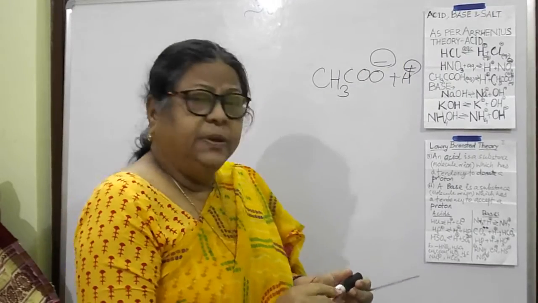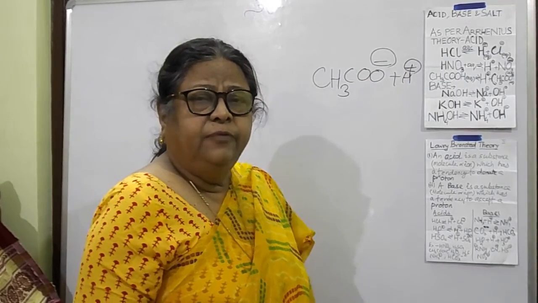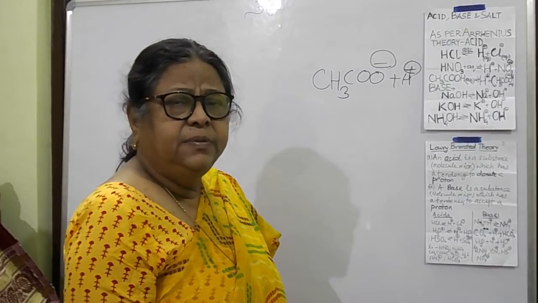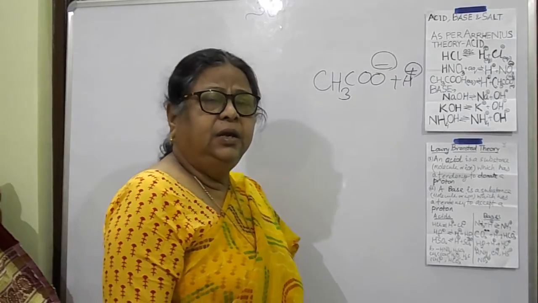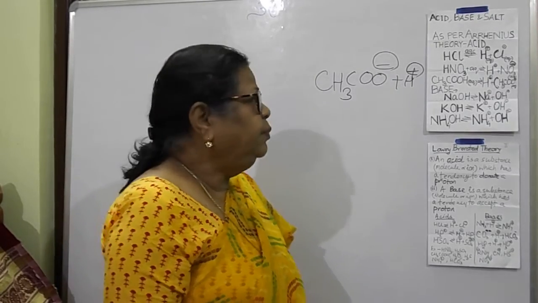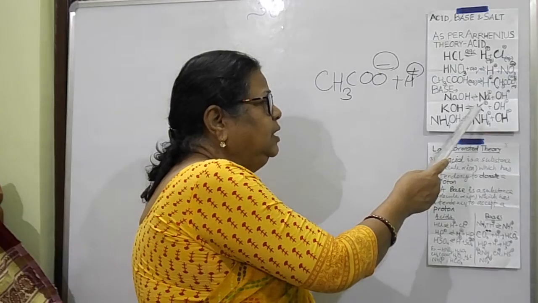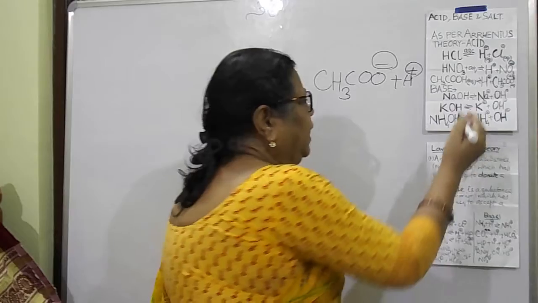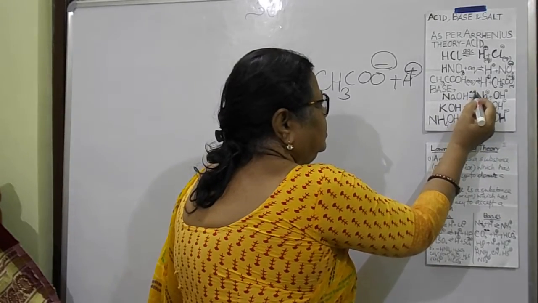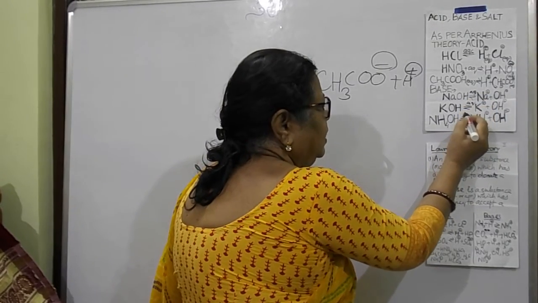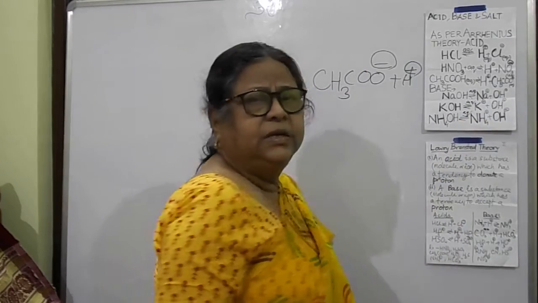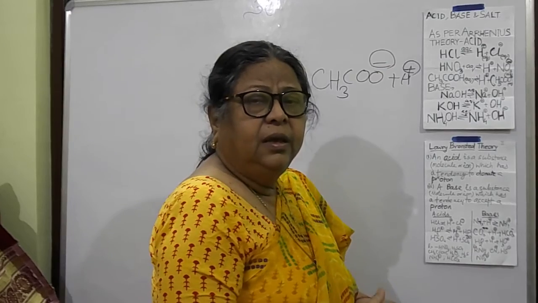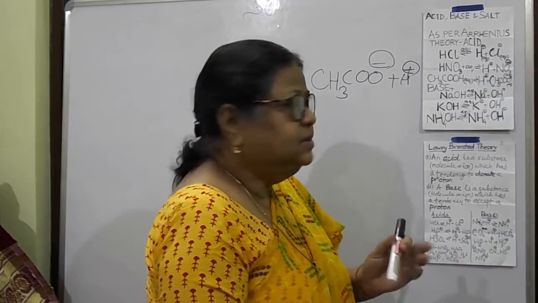Then, as per Arrhenius theory, we may define a base as a substance which can easily give OH minus ion in its aqueous solution. Examples are sodium hydroxide. When it dissolves in water, it gives Na plus and OH minus ion. Similarly, potassium hydroxide gives K plus and OH minus ion.